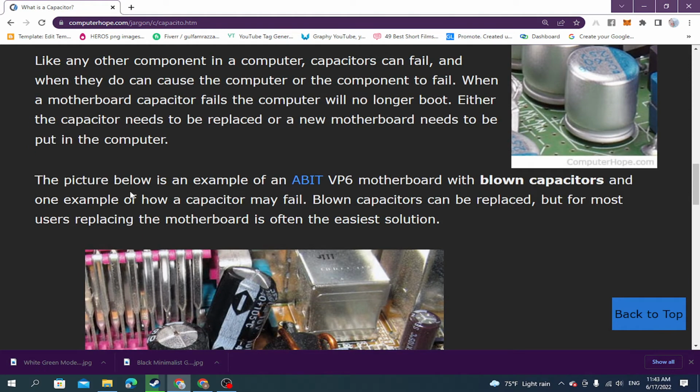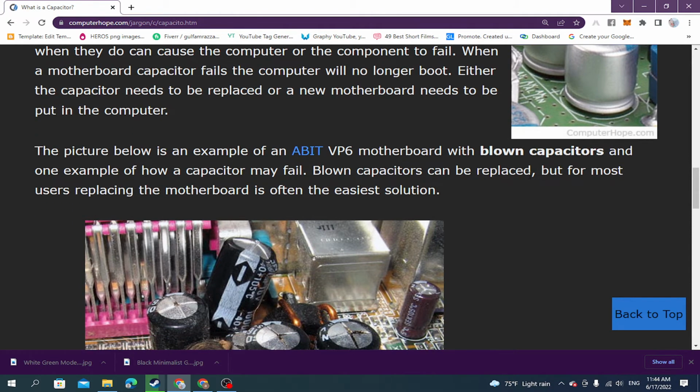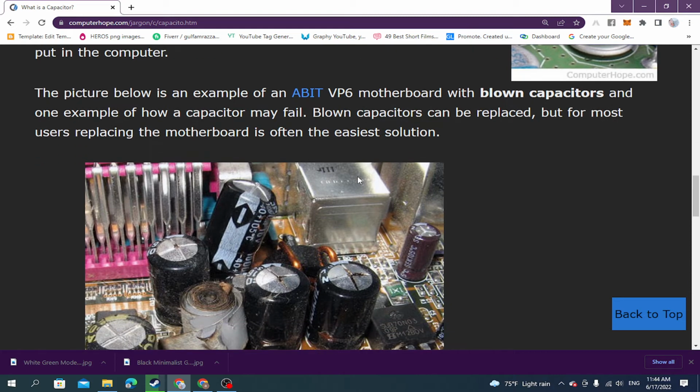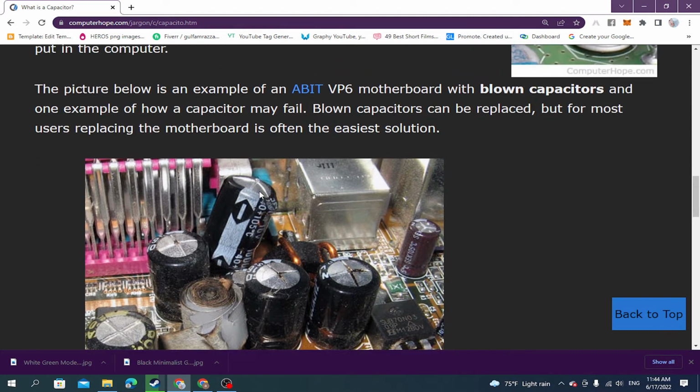The picture below is an example of an ABIT VP6 motherboard with a blown capacitor and one example of how a capacitor may fail. Blown capacitors can be replaced, but for most users, replacing the motherboard is often the easiest solution.